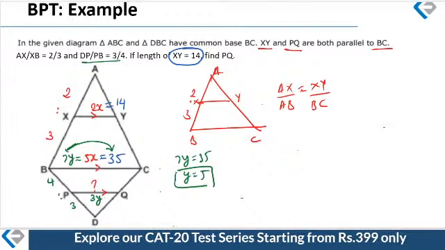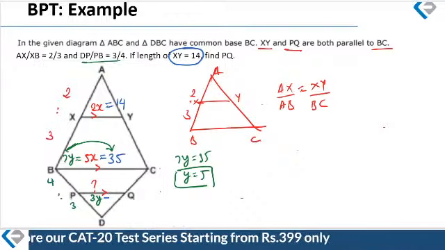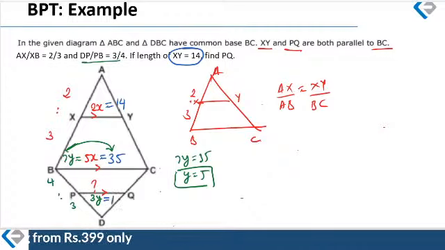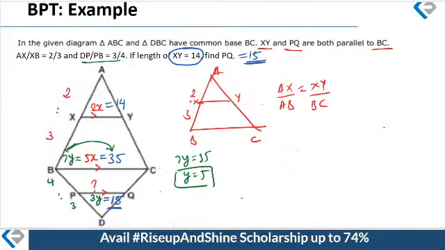Once you get y is equal to 5, you can find the value of 3y. That is 3 into 5, which is nothing but 15 units. That's the required answer. Find the value of PQ, which is nothing but 15 units, which is your answer.